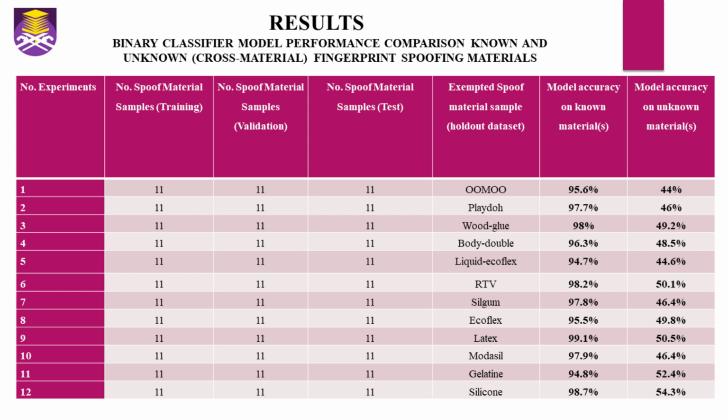And here is the result of the binary class classifier model performance on known and unknown spoofing materials. The number of spoofing materials we used here was 12. For the evaluation of the accuracy of the model on known materials, we did not exempt any spoofing material during the training, while when we wanted to evaluate for the unknown material, or cross material detection, we exempted the material we wanted to test during the training phase. So as you can see, it is evident that the cross material performance of the binary classifier is not as robust as compared to its performance on known materials.